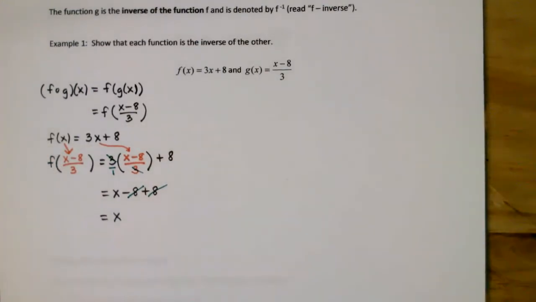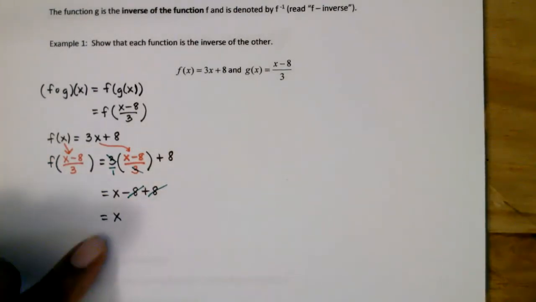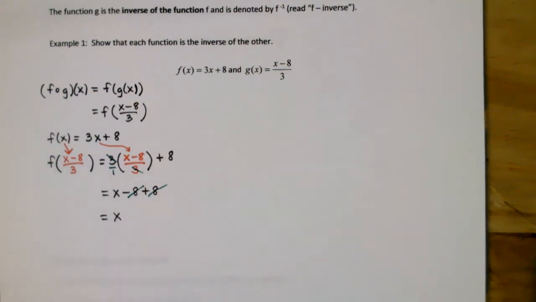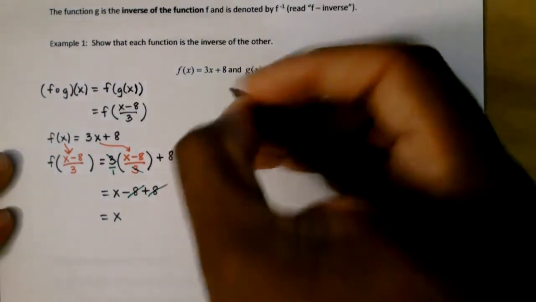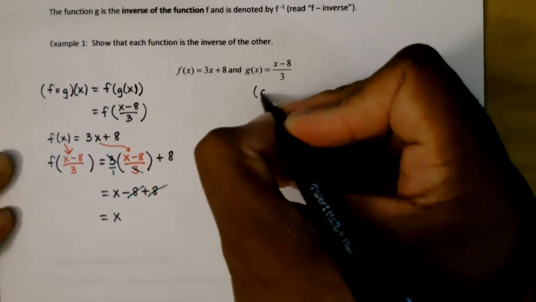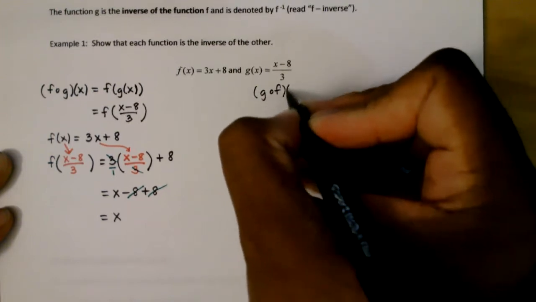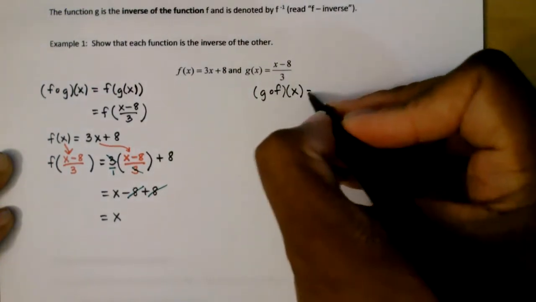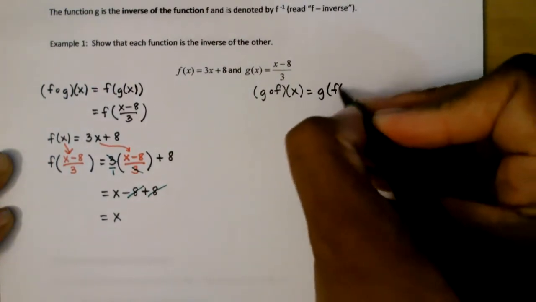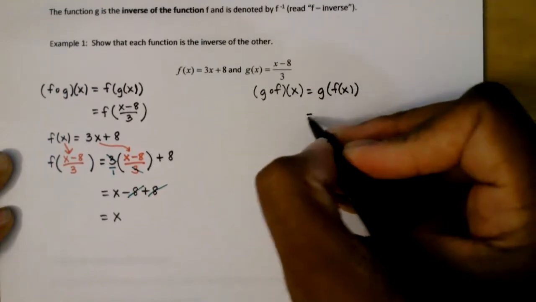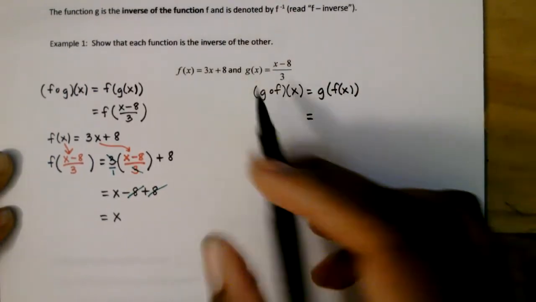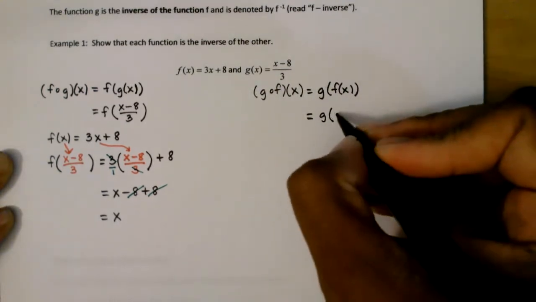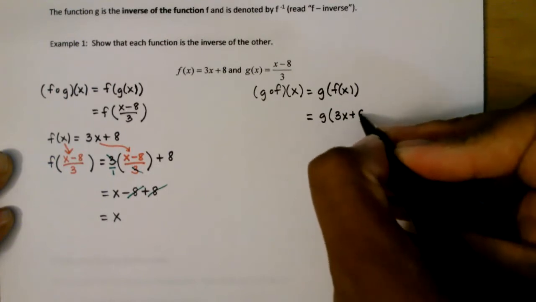Okay, so this is what the composition of f with g of x is. It's equal to x. I also have to do the composition of g with f of x. That's this, and it also must be equal to x. The composition of g with f of x is just going to be g of f of x. This time my inside function is f of x, which is, of course, 3x plus 8. So I'm going to be finding what g of 3x plus 8 is.